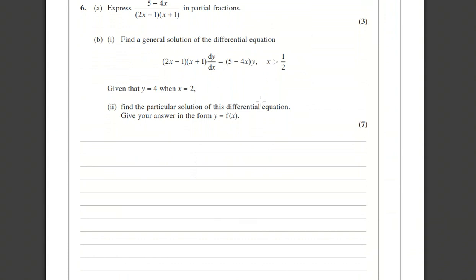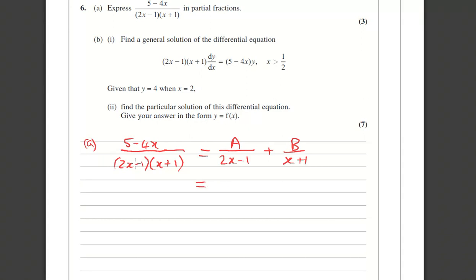Okay, first part is just partial fractions though. And partial fractions, especially with what I refer to as a type 1 partial fraction or a basic partial fraction, we can do this with cover-up rule. Let's give it a little go. Okay, we know it's going to be of the form a over 2x minus 1 plus b over x plus 1.